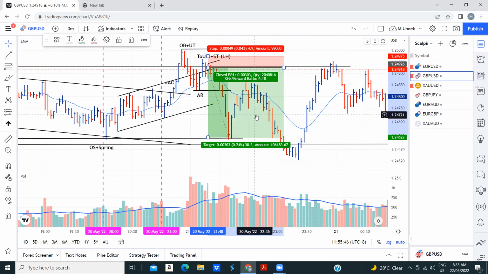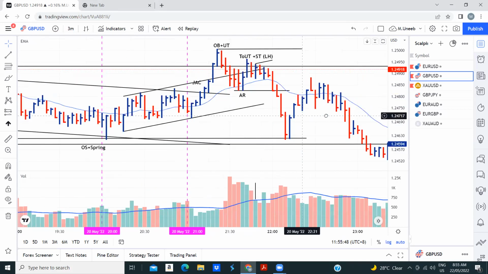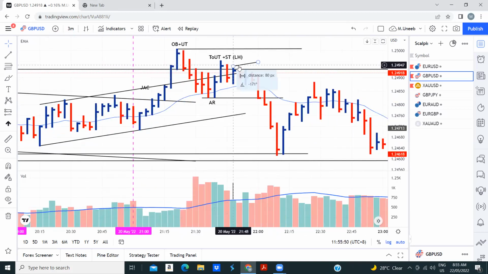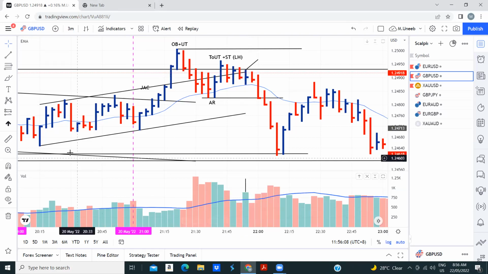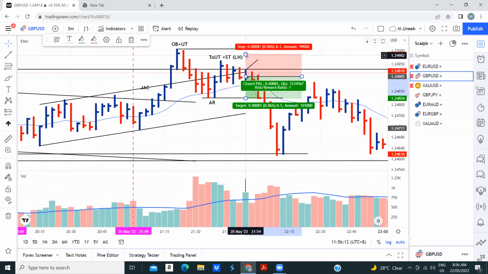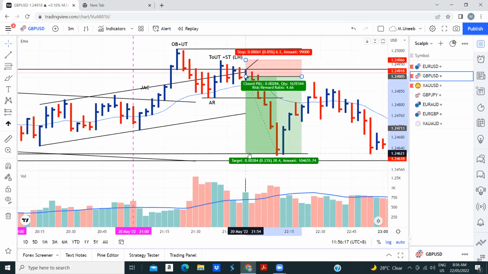Now let's suppose I missed this one, if I did not notice that this was no demand, then we have another entry opportunity right over here. And what do we see? You can see effort versus no result. Can you see? A small spread bar, a similar spread, and the volume is very high. This is effort versus no result, right?